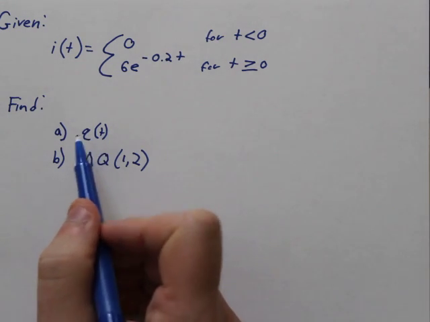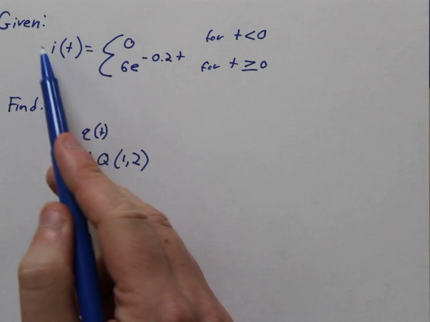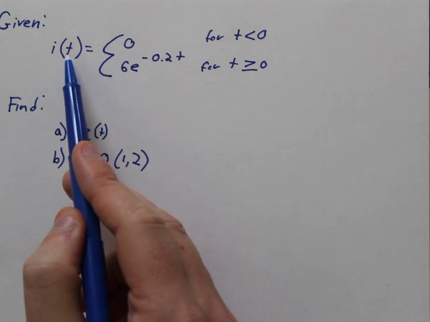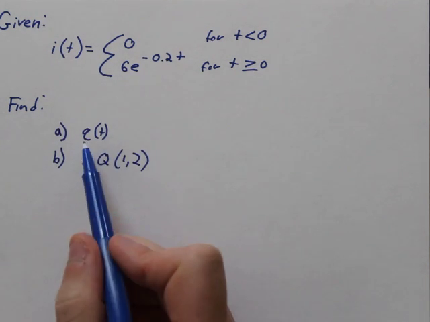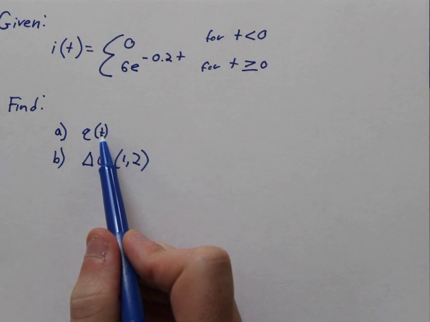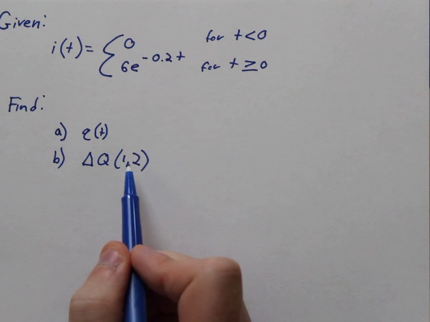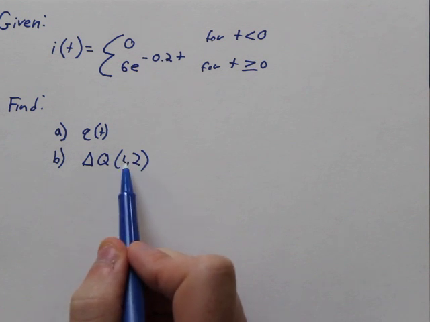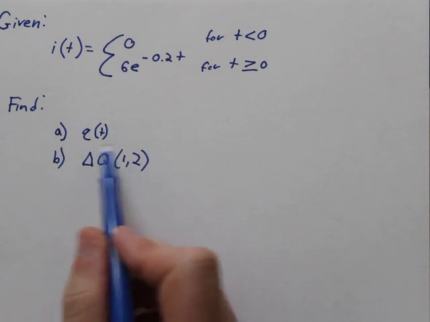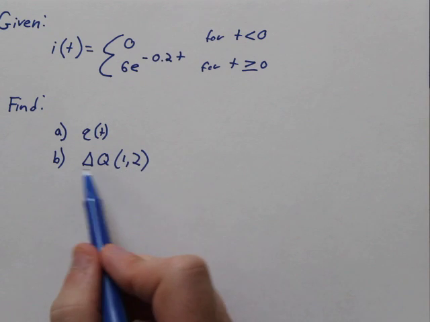So what the question is asking is, for this equation, so this is current as a function of time, can we find charge as a function of time? And then following that, can we find the change in charge under this given time set? So from 1 second to 2 seconds. And this is the rate of charge essentially over here.